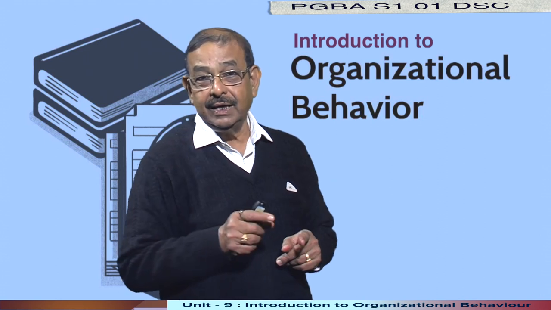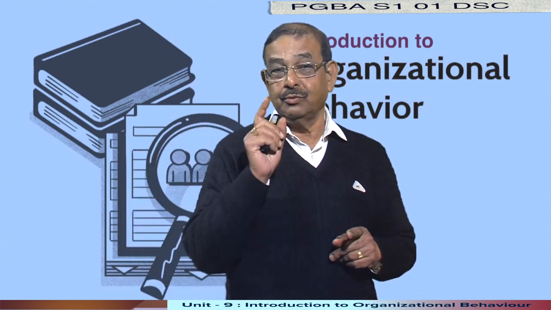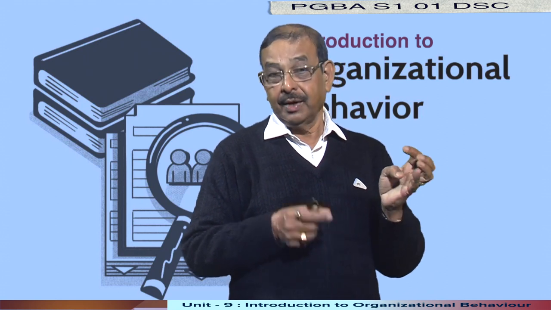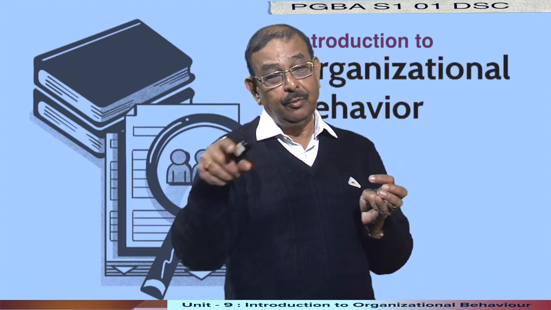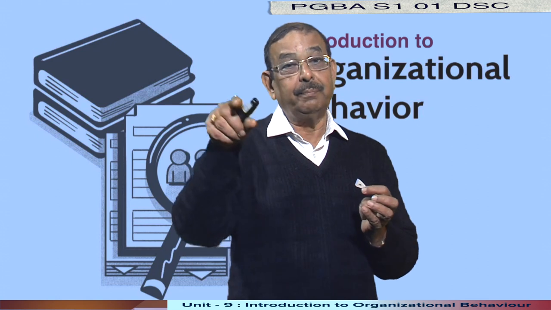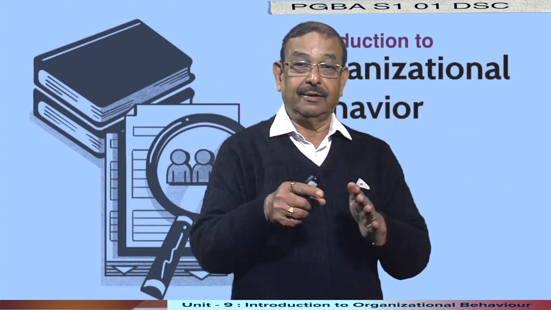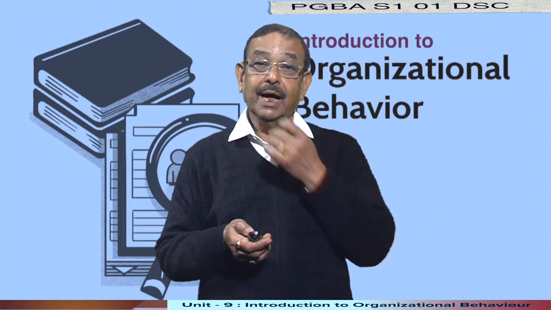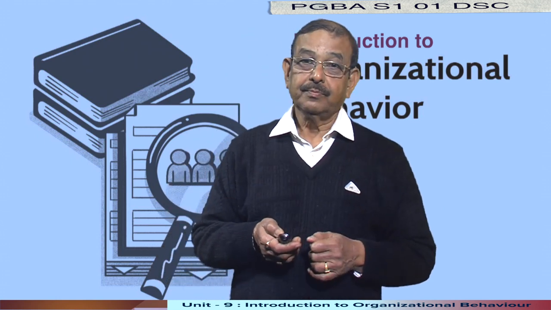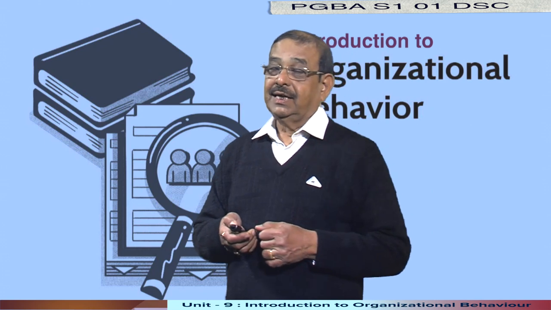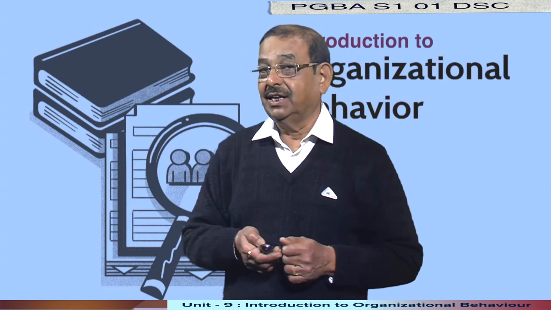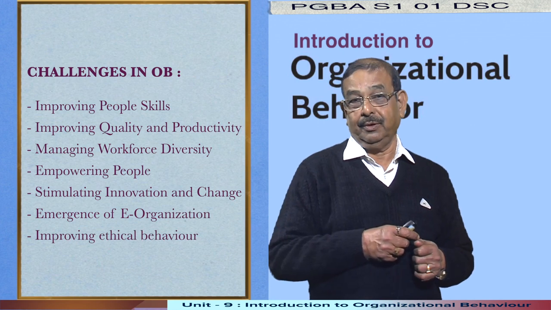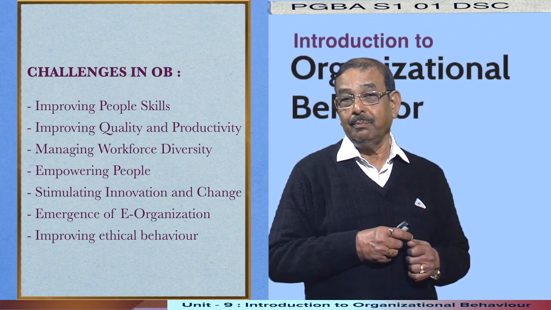So in order to study OB, we'll have to study OB at all these levels. Individual level, that individual in the context of a group, that group in the context of many groups in the organization, so that they can collectively contribute towards the organizational objectives. So to that extent, OB has many challenges. First of all, improving the skills of people. People's skill is very complex.